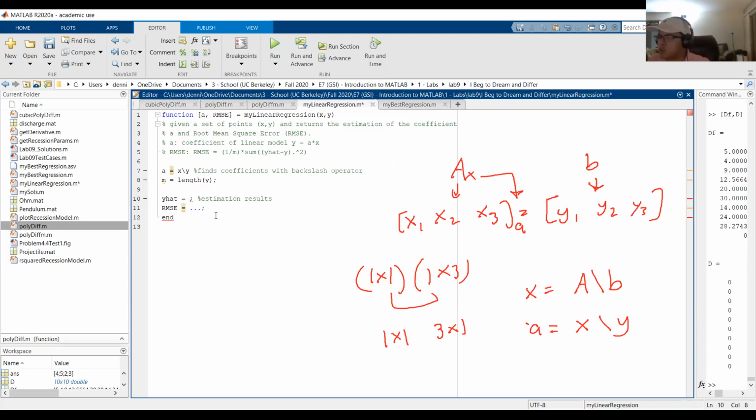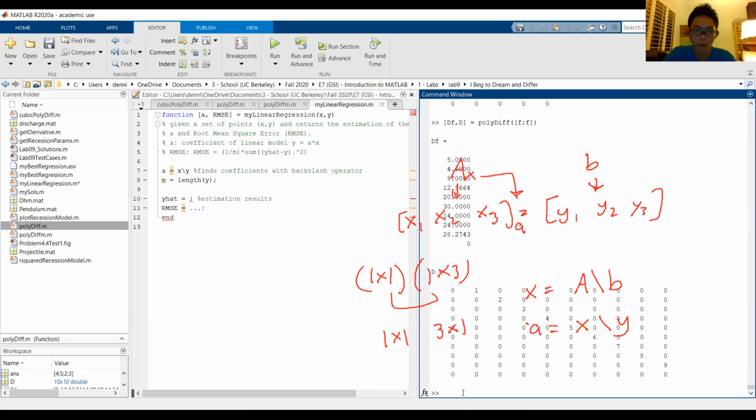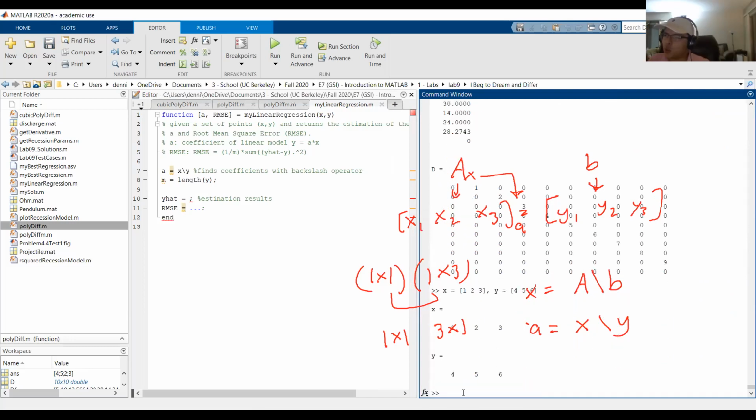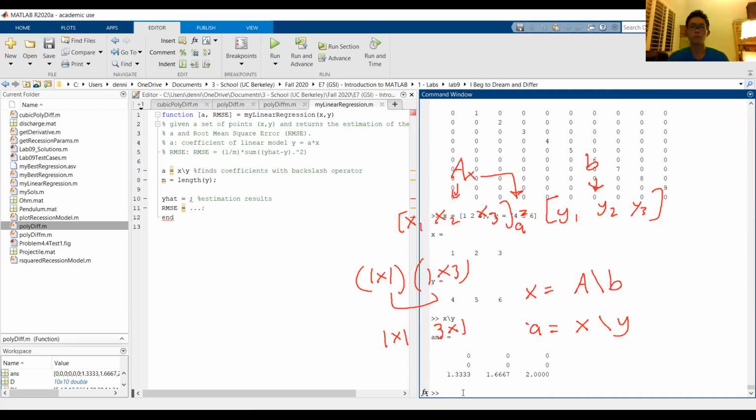Does the / work with two vector inputs though? I'm not sure it does. Let's try it. If we're not sure, let's test it. X equals 1, 2, 3. Y equals 4, 5, 6. This is probably going to return... these are probably collinear, I think. And it should return 2. X. Oh no, not 2. What am I saying? Oh, hold on.